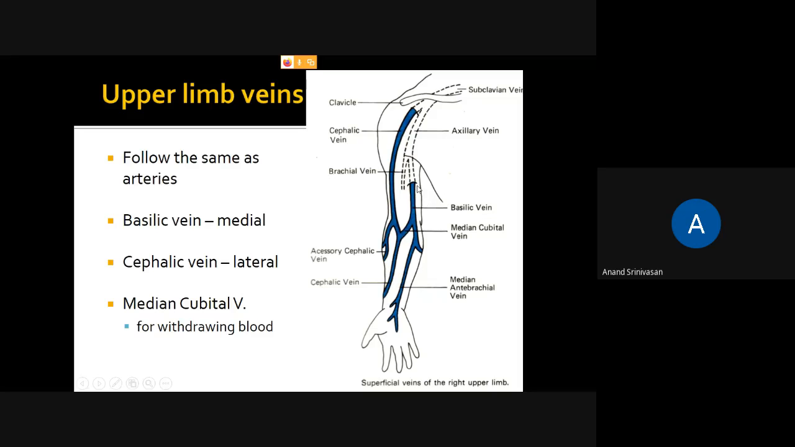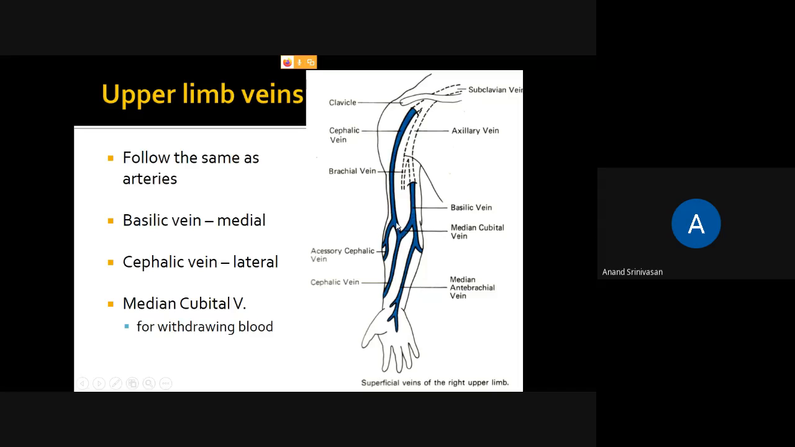The one on the medial side is called the basilic vein. You know what is medial? Medial is closer to the center of the body in the anatomical position. So the basilic vein is on the medial side, and the cephalic vein is on the lateral side. This is the cephalic vein, and this is the basilic vein.